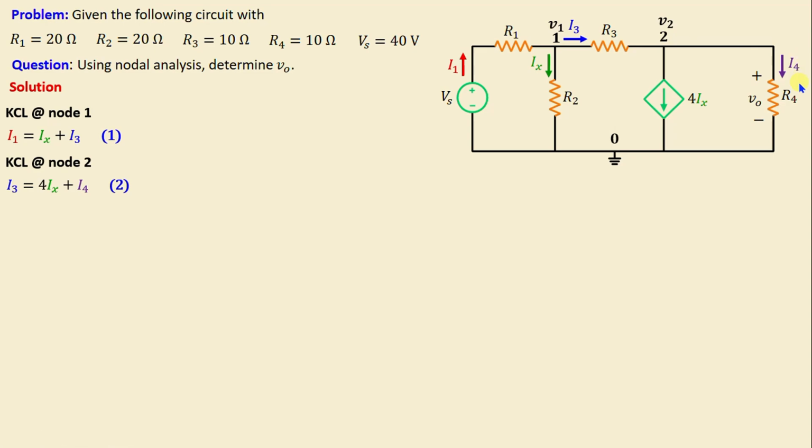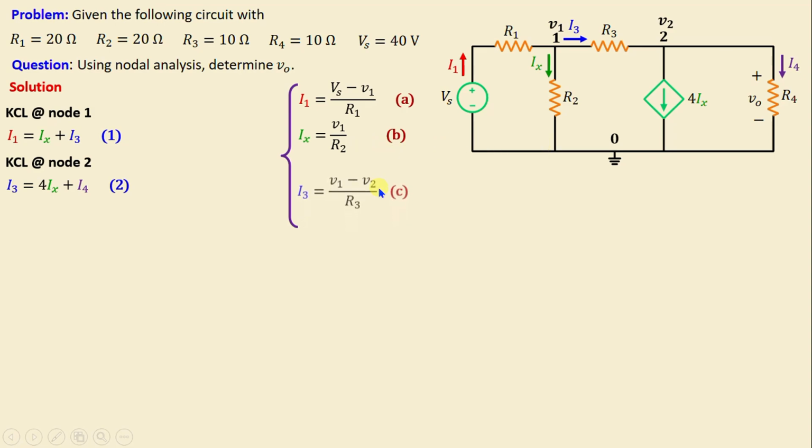According to Ohm's law, the current can be expressed as the voltage difference across a resistor divided by the resistance. This implies that the current can be determined by the following equations. I1 is equal to Vs minus V1 over R1, and Ix is equal to V1 minus 0 over R2, and I3 is equal to V1 minus V2 over R3, and I4 is equal to V2 minus 0 over R4.